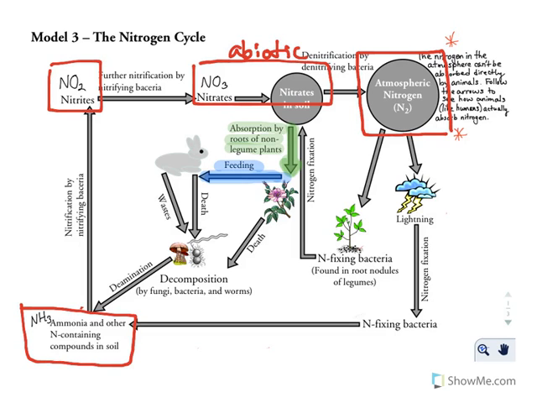The biotic reservoirs are going to be the living temporary storages of nitrogen. So that's going to be basically the plants that uptake the nitrogen, and then the animals that uptake the nitrogen as well. So those are your biotic reservoirs of nitrogen.